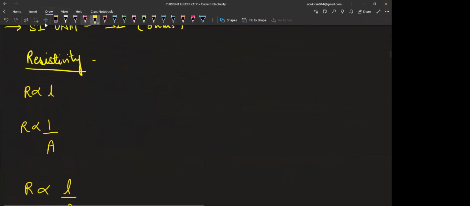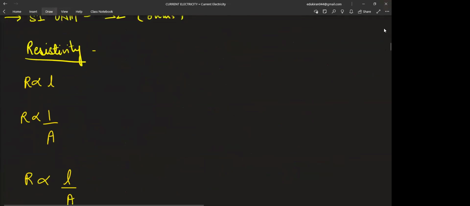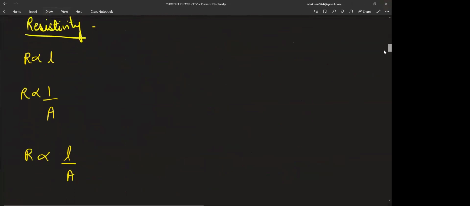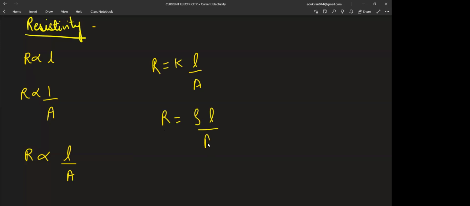Okay, now we will see the next formula of resistance also. See, as I have discussed and you have written also, resistance is directly proportional to the length. Resistance is inversely proportional to the area. So resistance is directly proportional to length by area, correct? Now, if you have to put a constant with L by A, the constant that comes here, this is rho L by A. This is the third formula of resistance that you will be coming across.